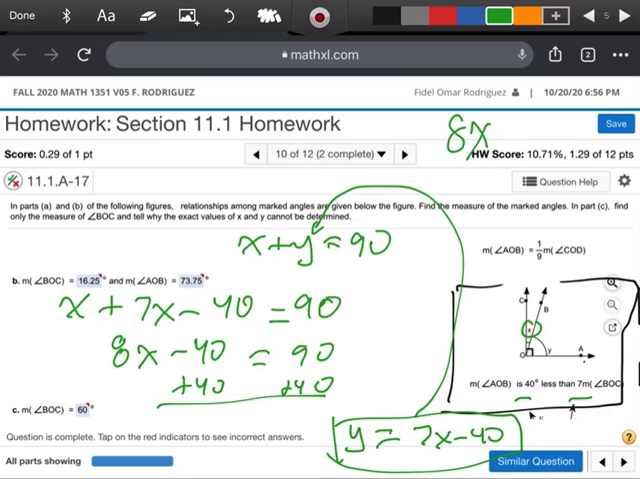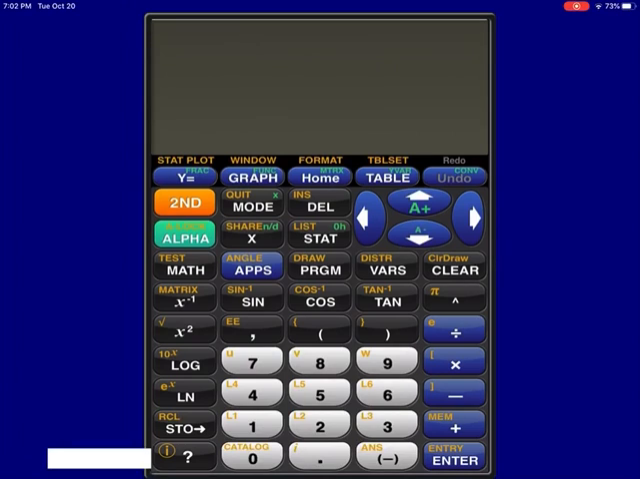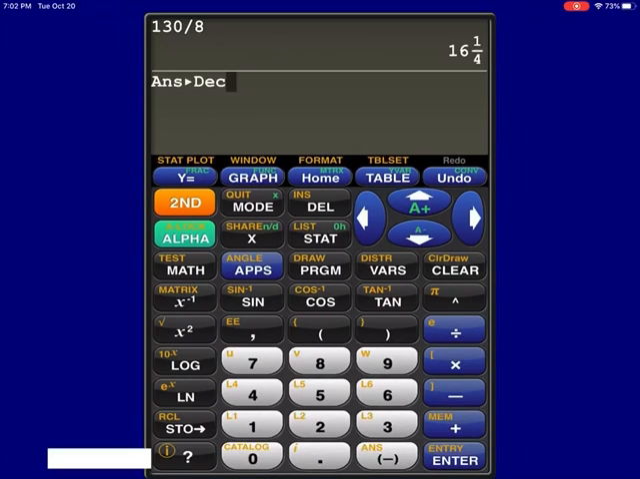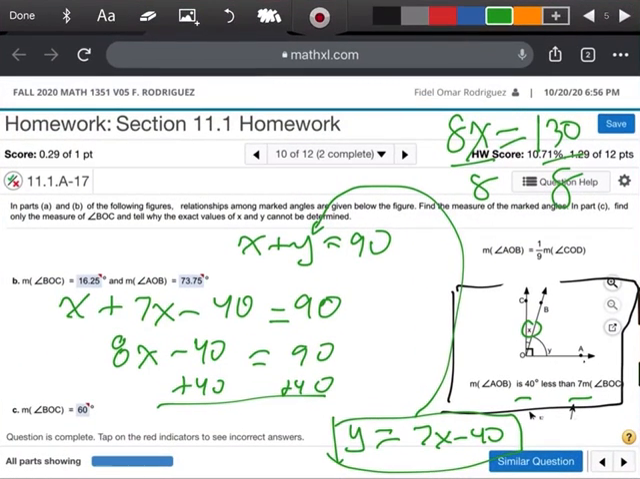Let me write it up here because I got a little bit of room. 90 and 40 should give me 130. And then we'll divide both sides by 8. So let me grab my calculator. It is right here. Let me clear that out. What is 130 divided by 8? I want to write it as a decimal. So math decimal, 16.25. Okay.